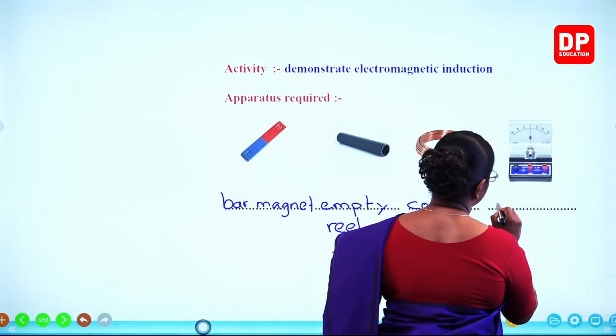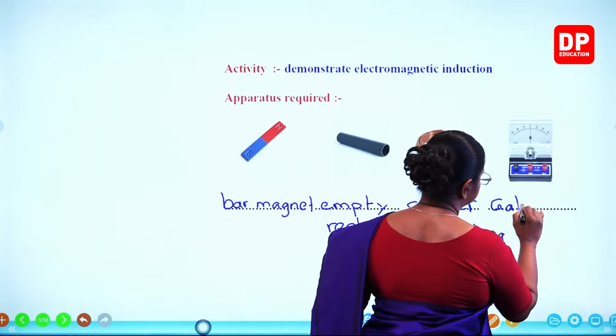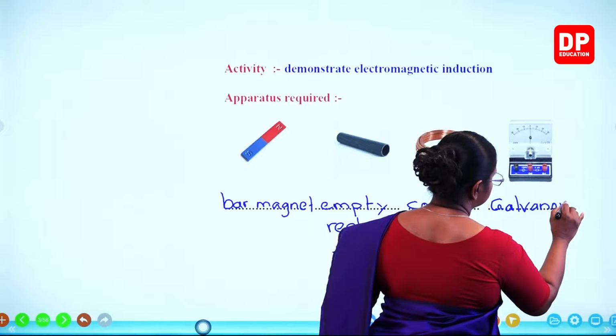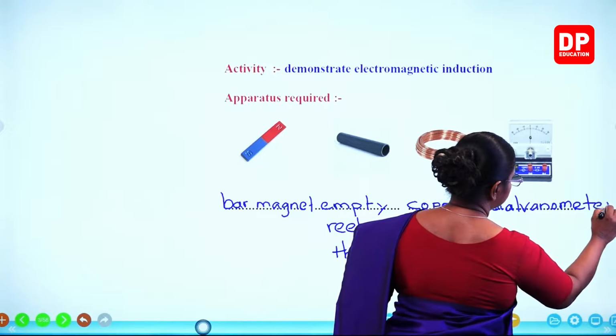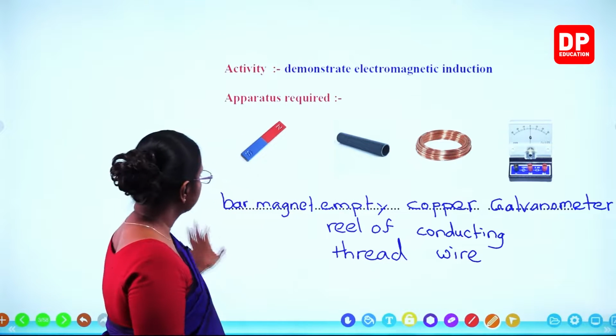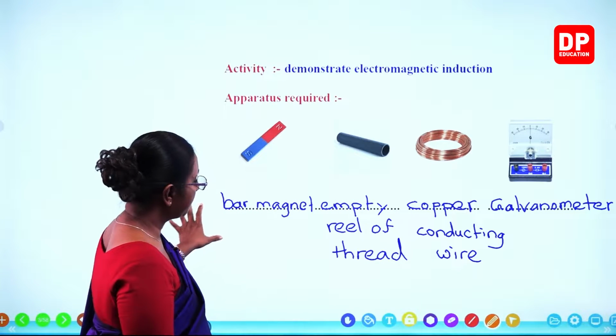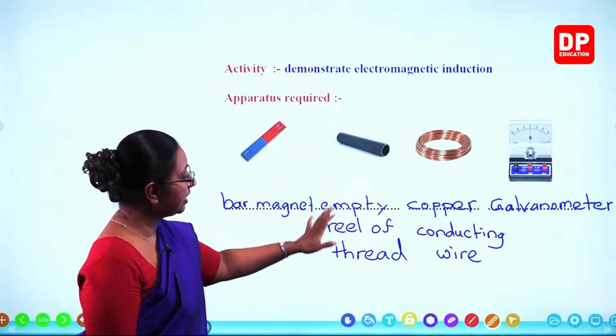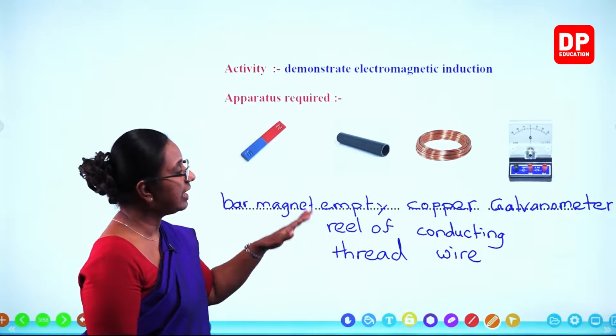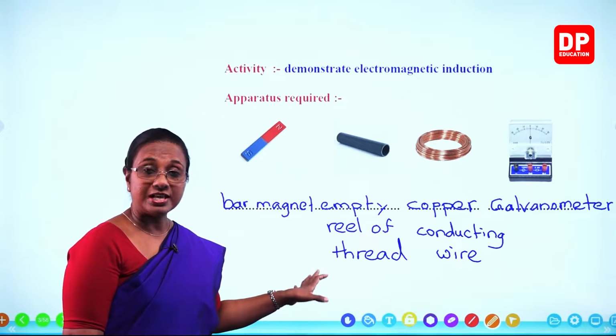Then we need the galvanometer. So those are the materials. We need a bar magnet, an empty reel of thread, copper conducting wire, and a galvanometer. So those are the materials.